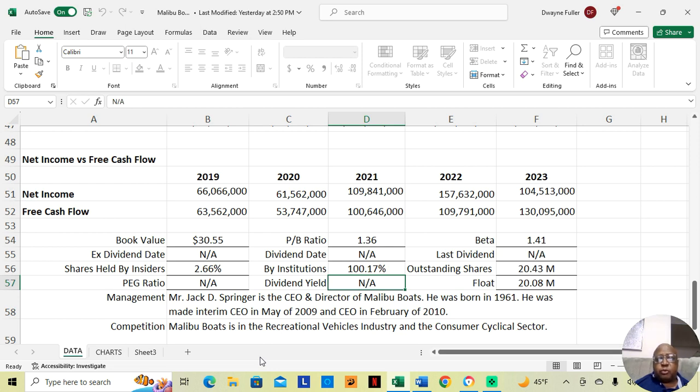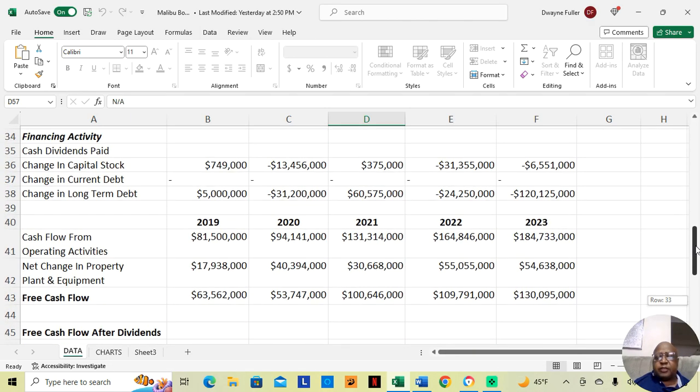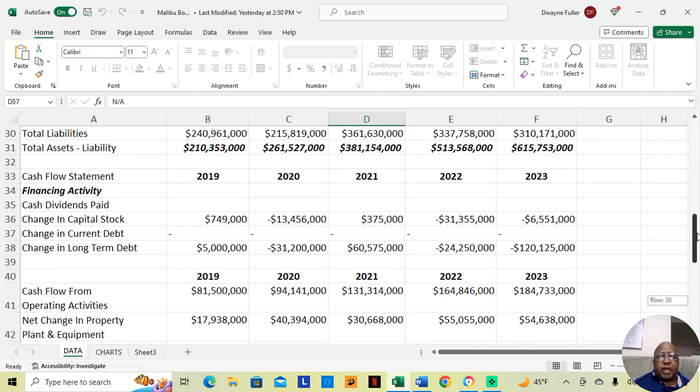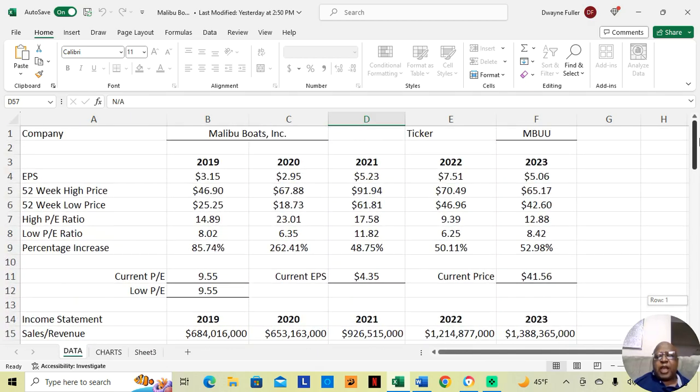So that's it for Malibu Boats, guys. I rated this a 3-star. I feel that the profit margin is decent. It's not spectacular, but it's decent. I like the return on equity, with the exception of that last year. I like their balance sheet. The only thing I could say I would have problems with is that for 2 years they sold more shares. But on the 3 years where they bought back shares, they bought back significantly more than what they sold. So in any event, that's my analysis for Malibu Boats.